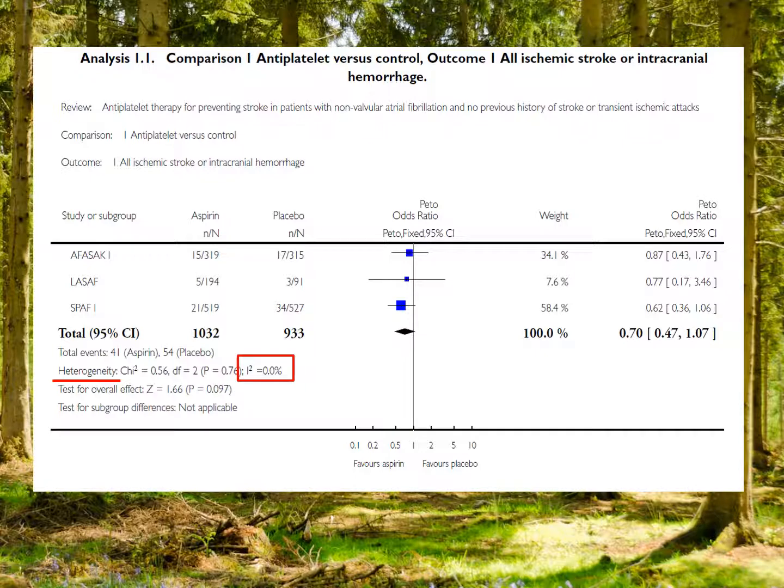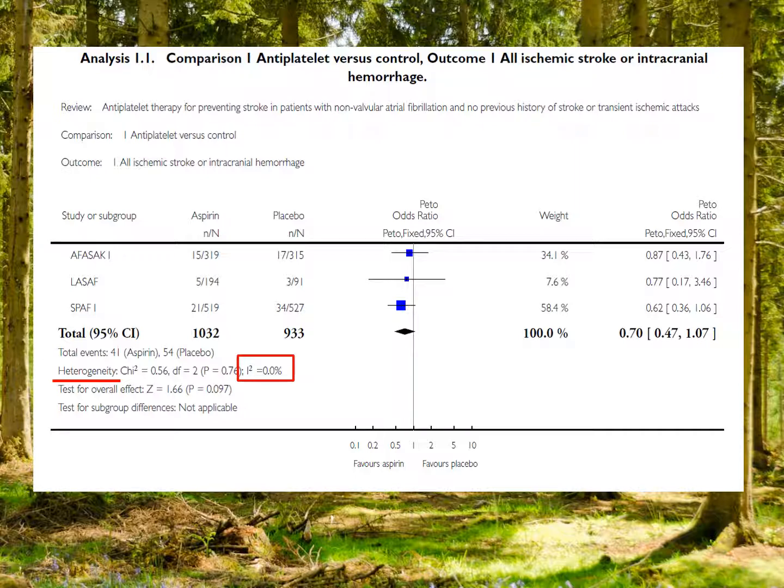This is another example of a forest plot, just to give you more examples so that you visually become familiar with it. If we go very quickly through this, from the top, it's a comparison of antiplatelets versus control. So we are comparing antiplatelets like aspirin versus control. And what are we looking for? Outcome, all ischemic stroke or intracranial hemorrhage. So we want to see whether giving antiplatelets will prevent or reduce the risk of ischemic stroke.